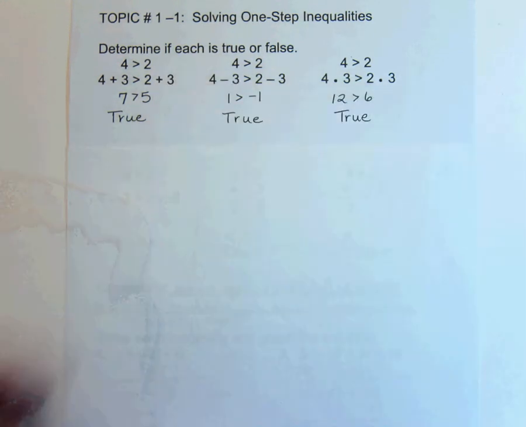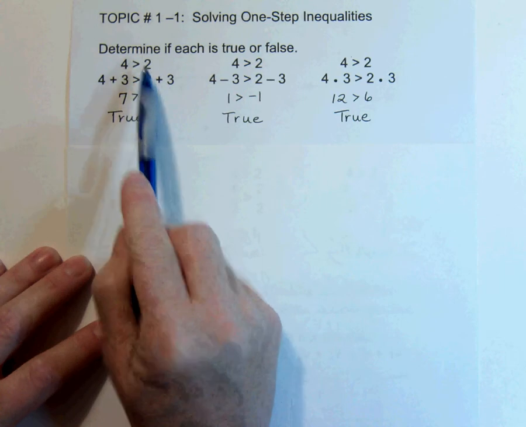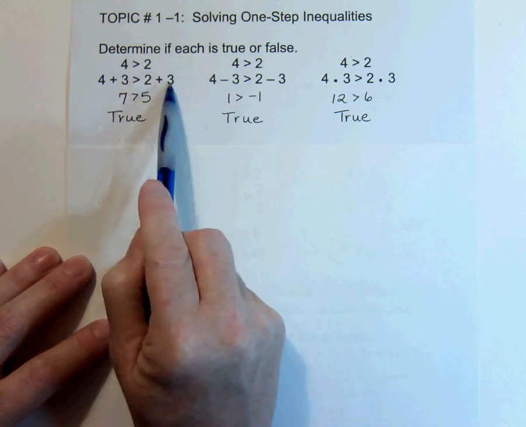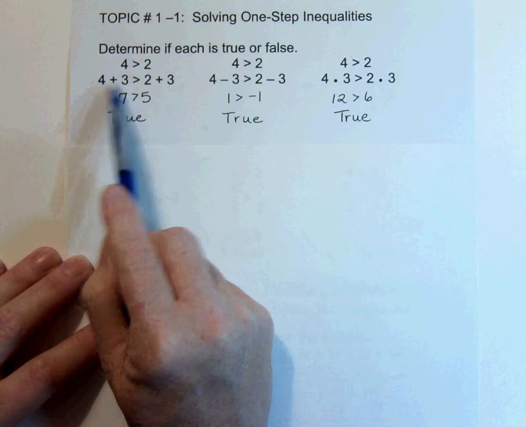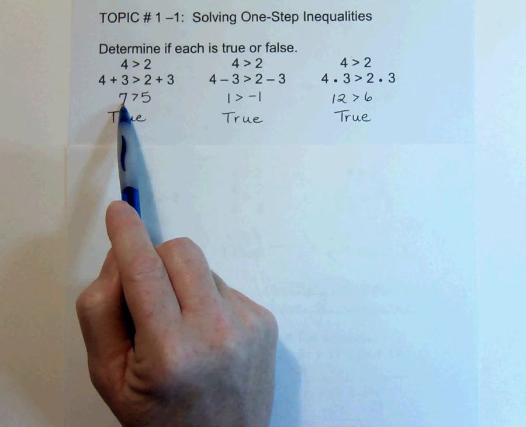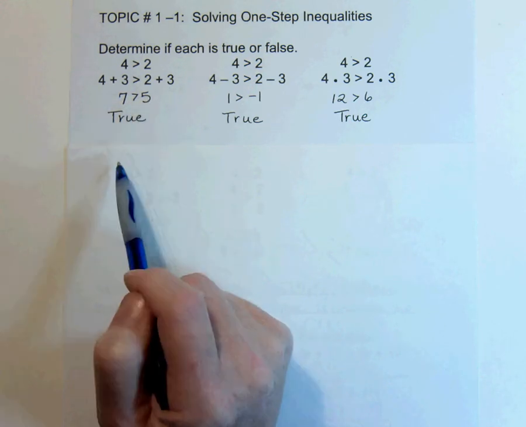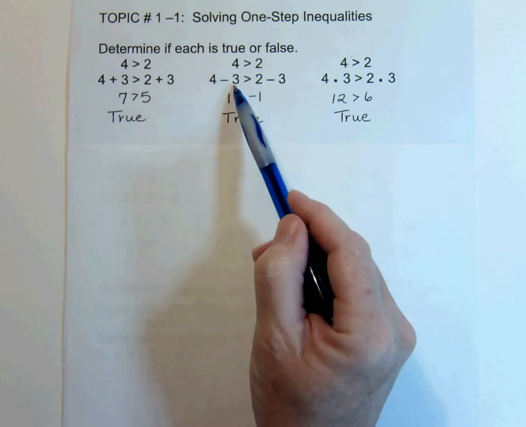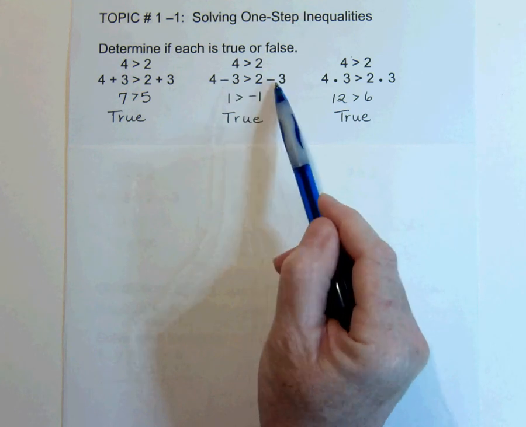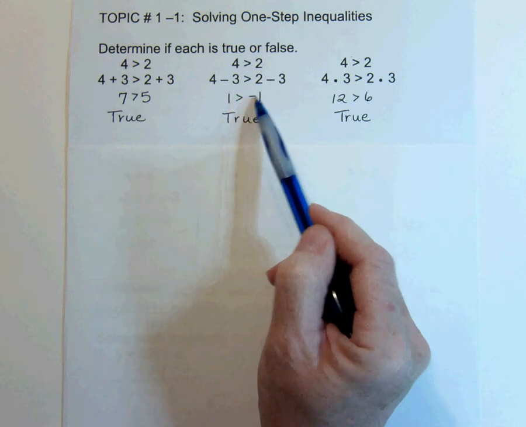You're determining if these are true or false, and you know that 4 is greater than 2, but we can prove it. If you add the same thing to both sides in addition property of equality, it would also show that 7 is greater than 5, and that's also true. So we're just proving it by doing the same thing. You can actually do it by subtraction as well. If you subtract the same thing on both sides, 1 is definitely greater than a negative 1, so that's also true.